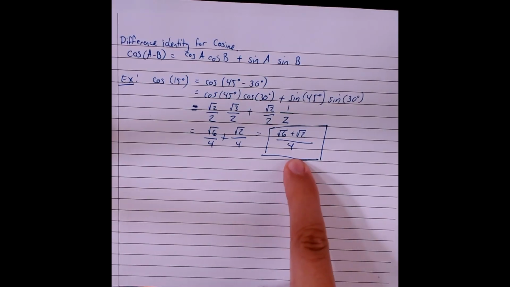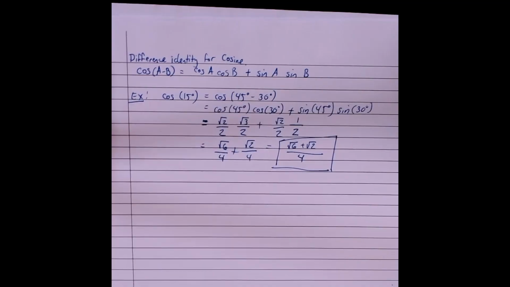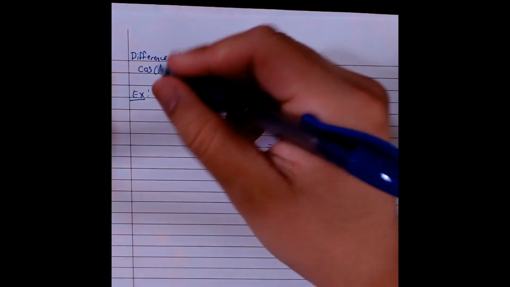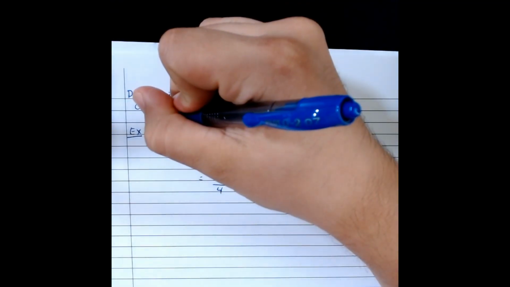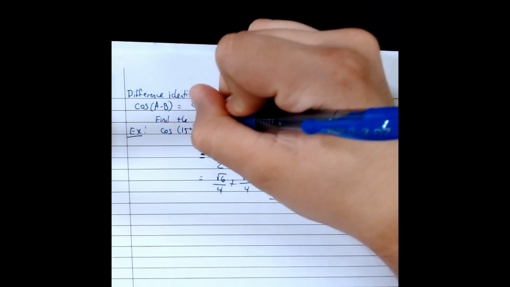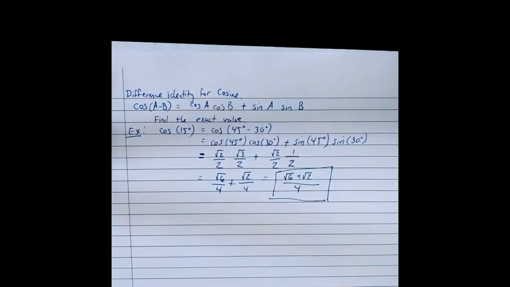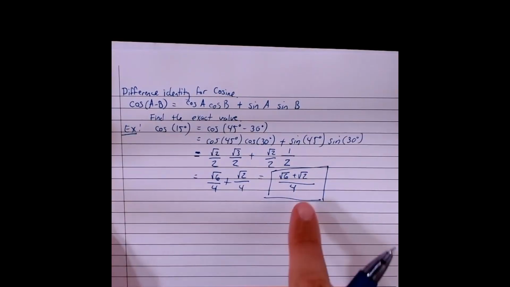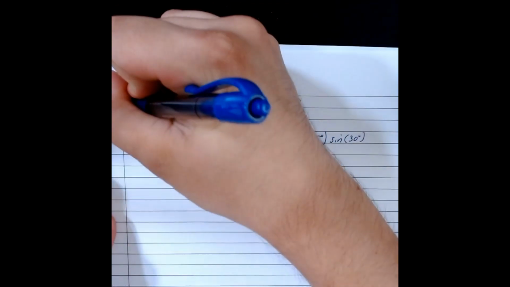Note this is not an approximation. This is not a decimal. Nothing was ever rounded. This is exactly the cosine of 15 degrees without any margin of error. So here the questions in this section will read things like find the exact value. Exact value means no rounding, no decimals, exactly the correct answer without any margin of error.